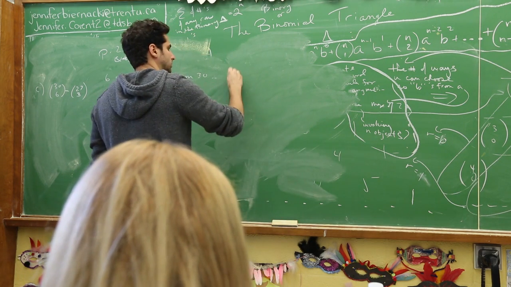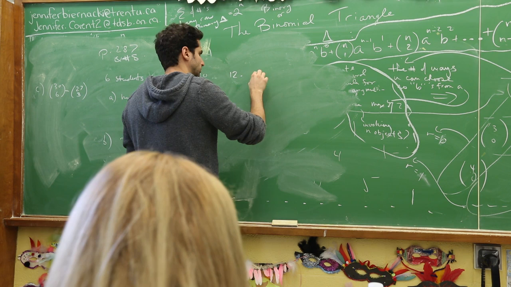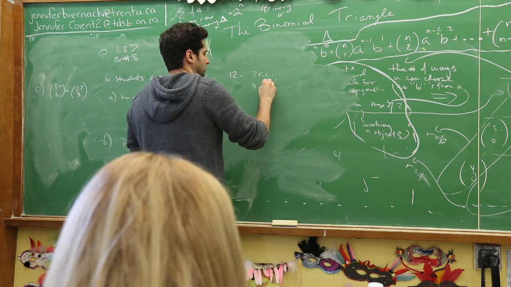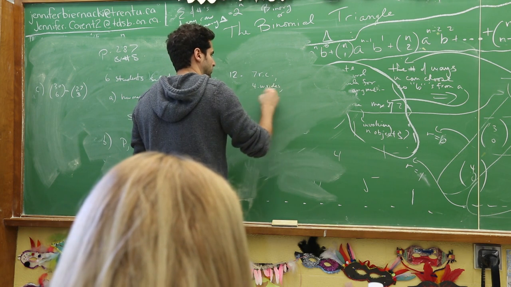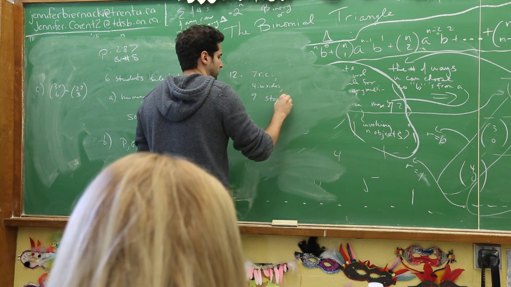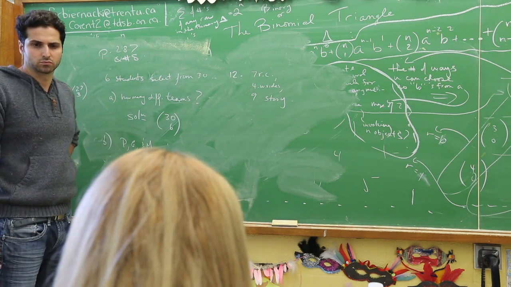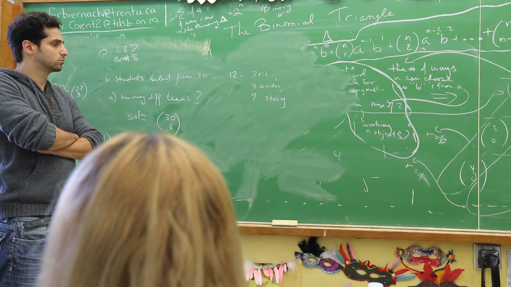The theme park has a variety of rides. There are 7 roller coasters, 4 water rides, and 9 story rides. If Stephanie wants to try one of each type of ride, how many different combinations of ride could she choose?